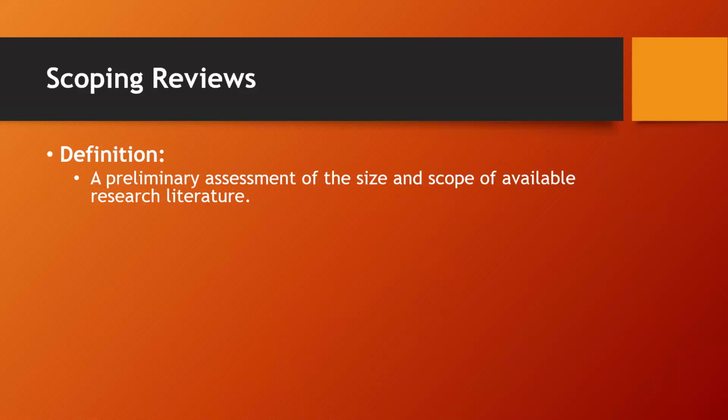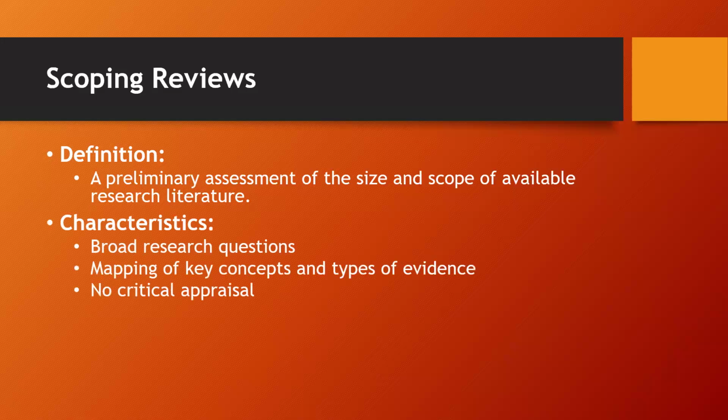Now I'll go into the scoping review. You can see the definition. It is the preliminary assessment of the size and the scope of the available research literature. It has a characteristic: it is designed to address the general question. It also identifies and maps out the key themes and the types of evidence available. In the scoping review, you don't have to do the quality check of the articles.